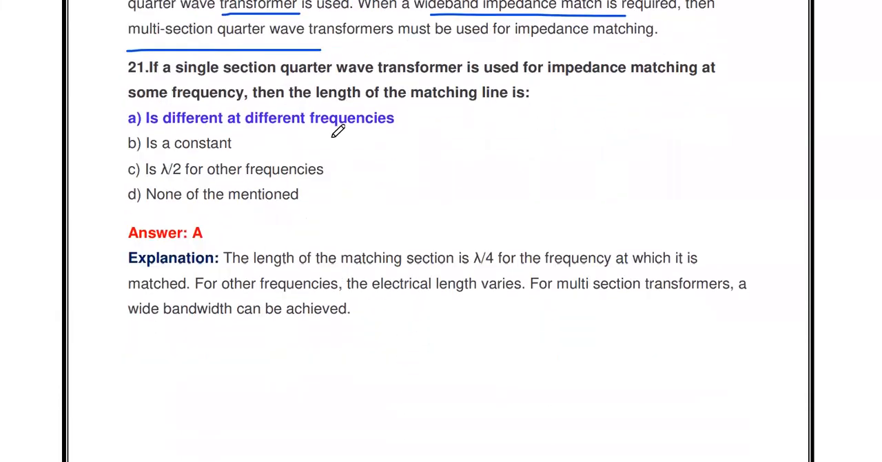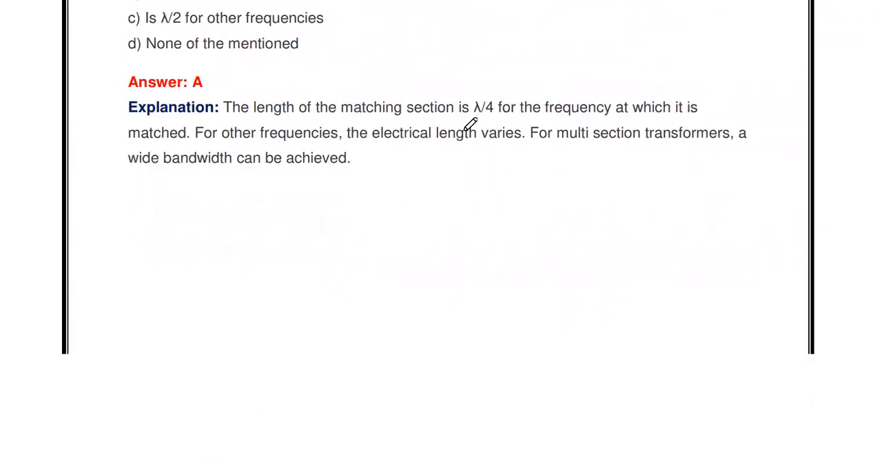Then the next thing, if a single section quarter wave transformer is used for impedance matching at some frequency, then the length of the matching line is dash. The length of the matching line is different at a different frequency. The length is different for different frequencies.